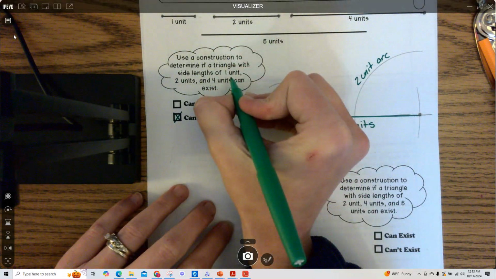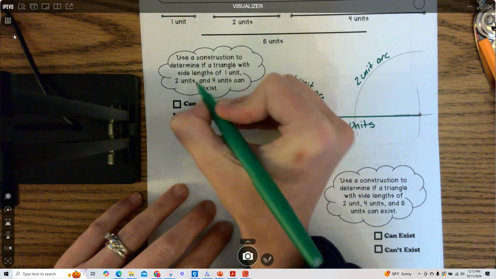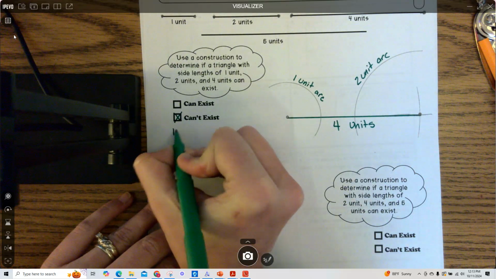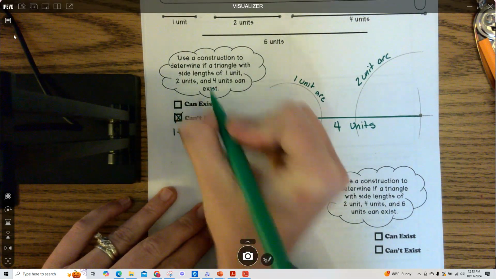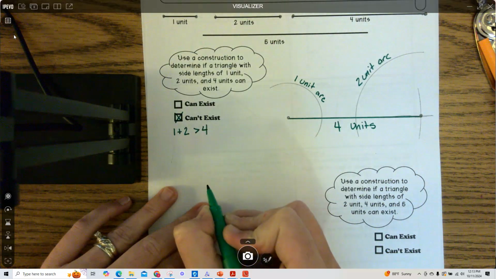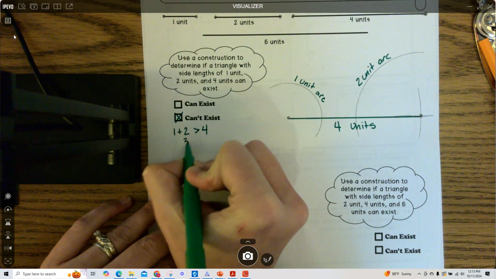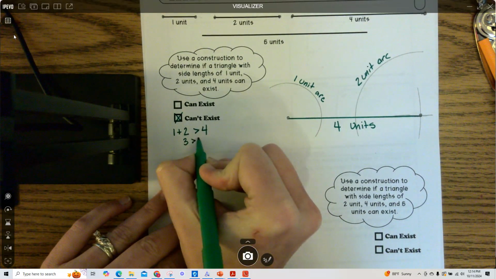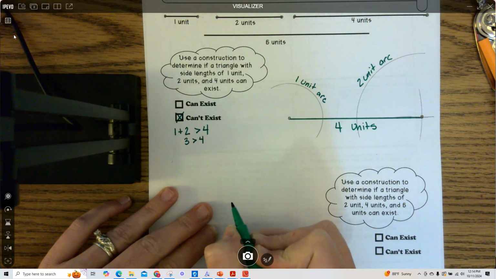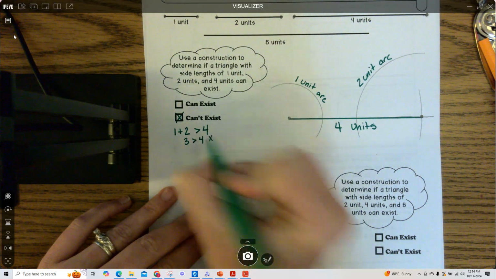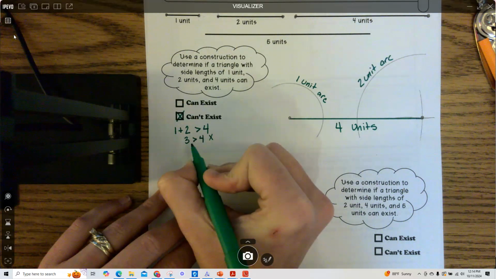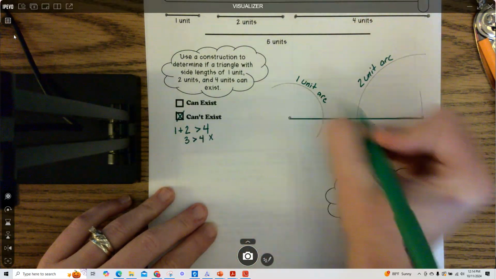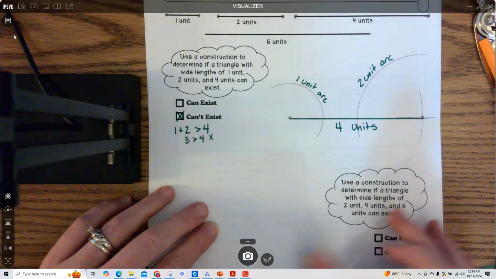So the math behind it is, if I take the two smaller sides, 1 plus 2, that has to be greater than that third side. 1 plus 2 is 3. 3 is not greater than 4. That's an untrue statement. So anytime you get an inequality that's untrue, you know this can't make a triangle.